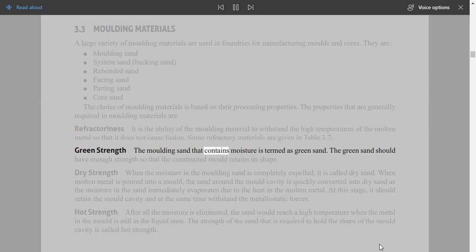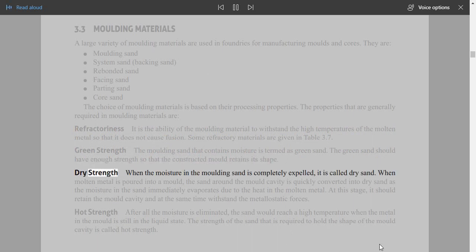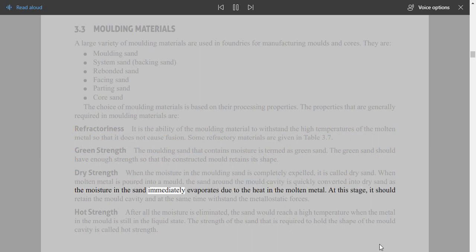Green strength. The molding sand that contains moisture is termed as green sand. The green sand should have enough strength so that the constructed mold retains its shape. Dry strength. When the moisture in the molding sand is completely expelled, it is called dry sand. When molten metal is poured into a mold, the sand around the mold cavity is quickly converted into dry sand as the moisture in the sand immediately evaporates due to the heat in the molten metal. At this stage, it should retain the mold cavity, and at the same time withstand the metallostatic forces.